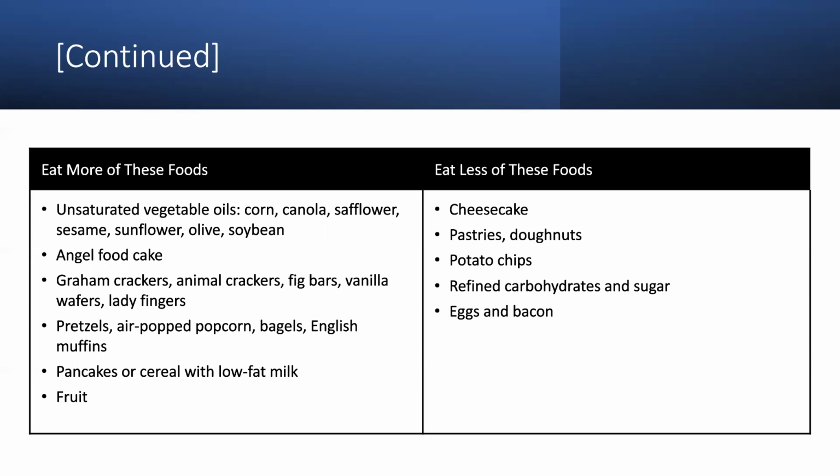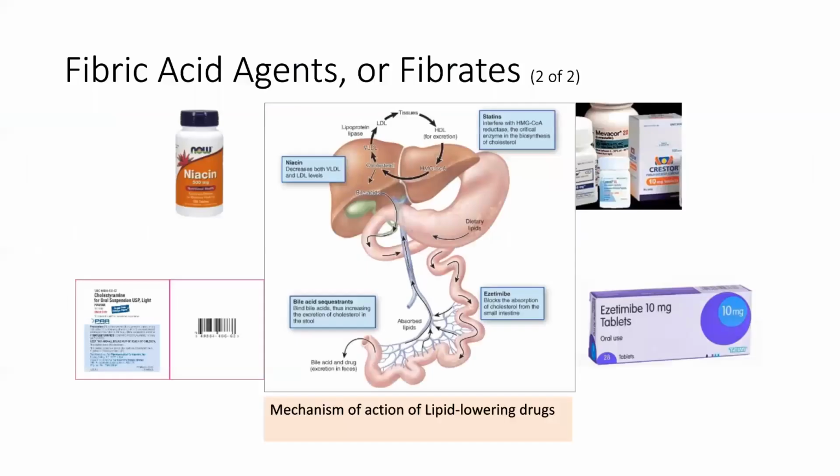We should take more angel food cake, graham crackers, animal crackers, fig bars, vanilla wafers, lady fingers, pretzels, air-popped popcorn, bagels, English muffins, pancakes, or cereals with low-fat milk and fruit. They should be added to your food.